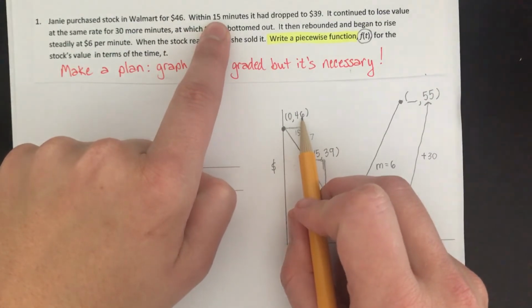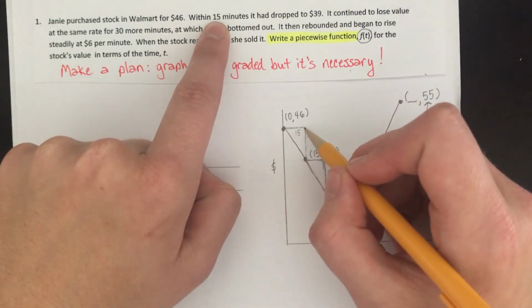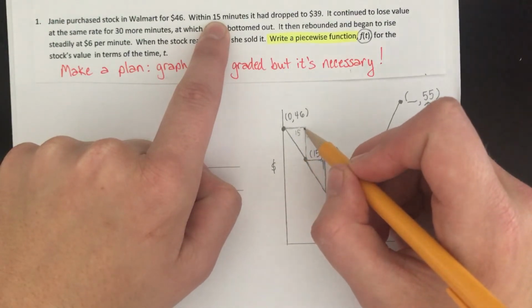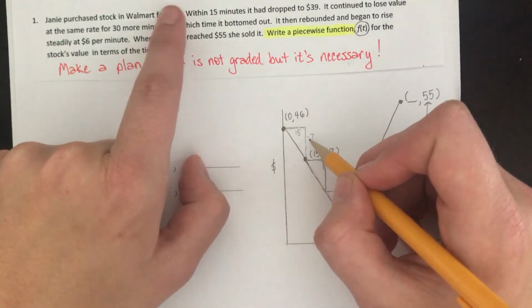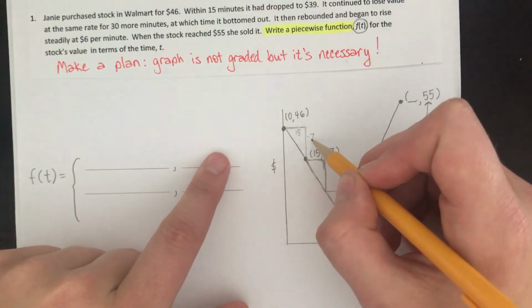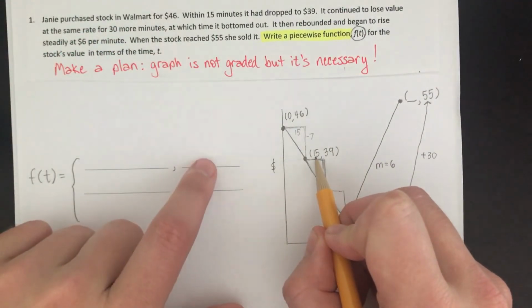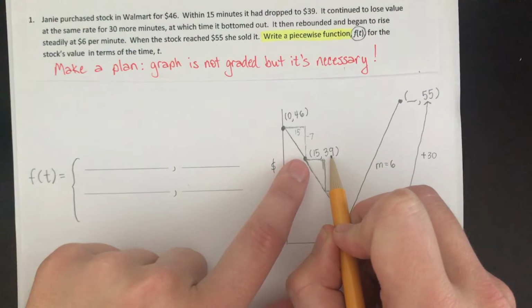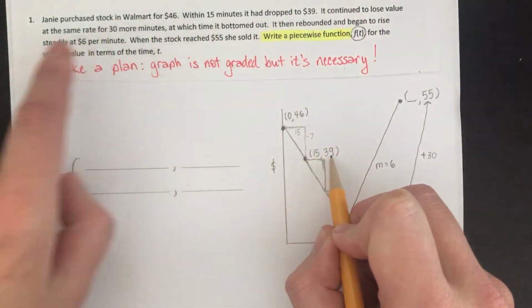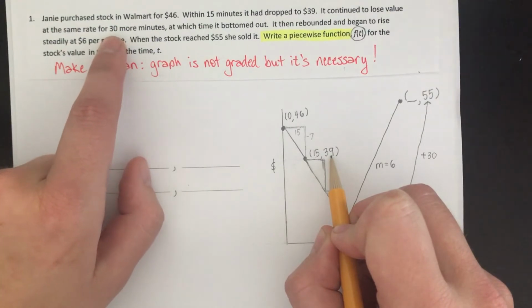Within 15 minutes, it had dropped to 39. So 15 minutes passed, and we dropped 7, because from 46 to 39, you lose $7. Okay, so in 15 minutes, you're at a value of 39. Then it continued to lose value at the same rate for 30 more minutes.